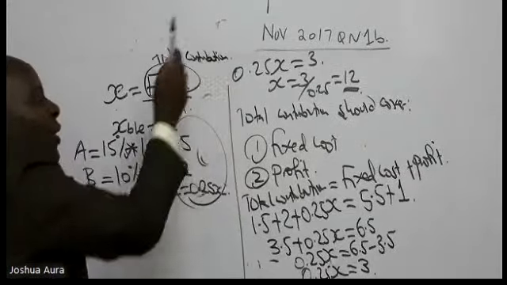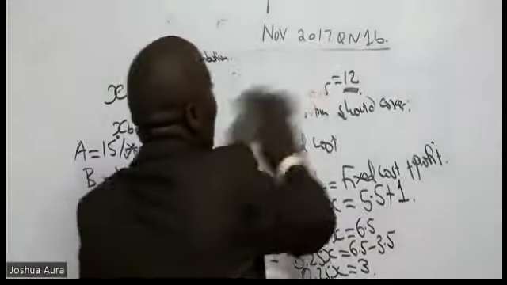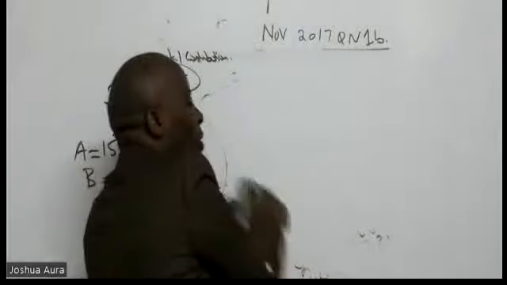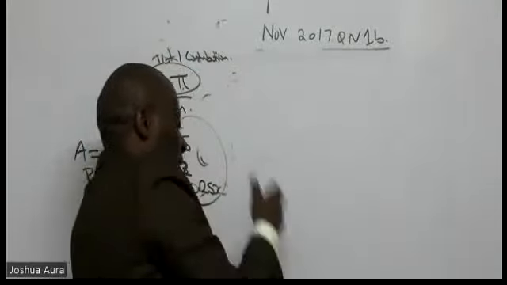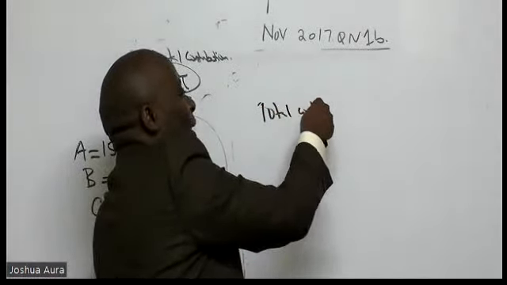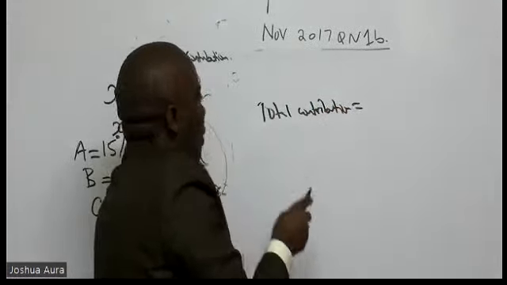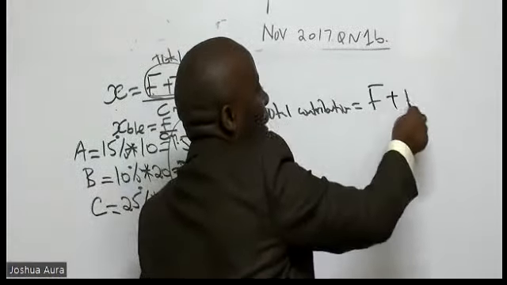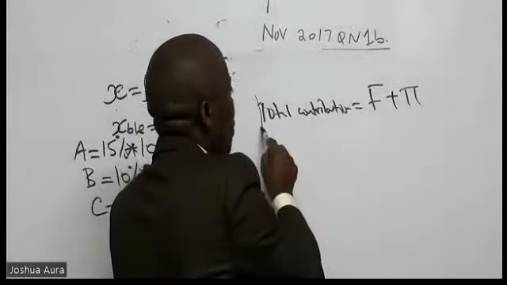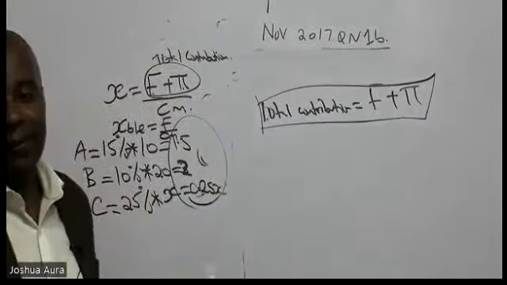I would want to remind ourselves, ladies and gentlemen, that whenever they want us to get some of these things, we don't have to think about the formula always. This was a straightforward question that wanted me to get total contribution from each product, and then add them. At the end of the day, I should have remembered the total contribution is the same as fixed cost plus profit, which is pi or targeted profit. This is so important. I would want you to write this again and highlight it.